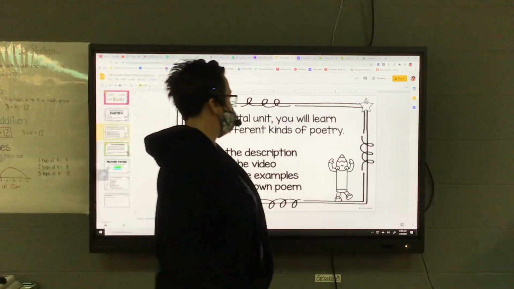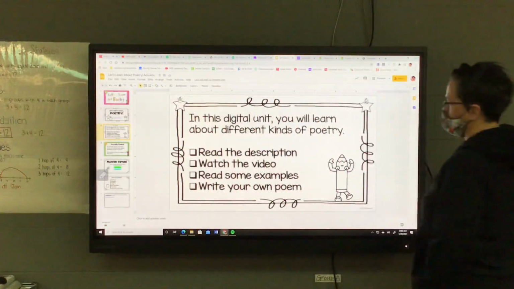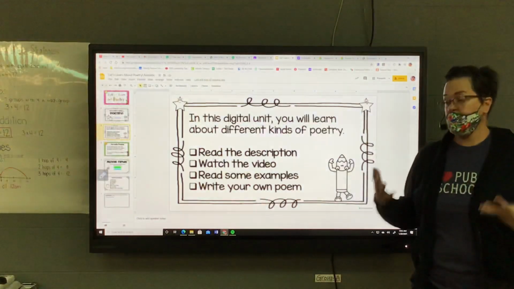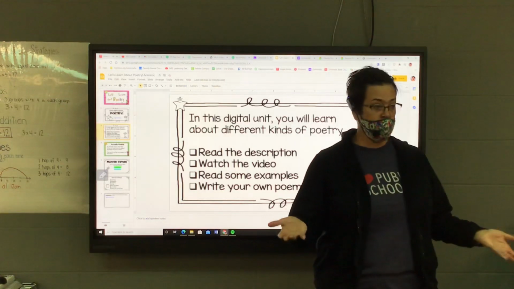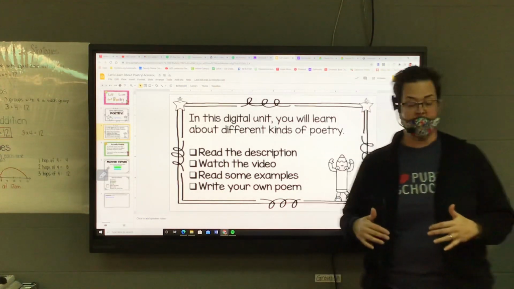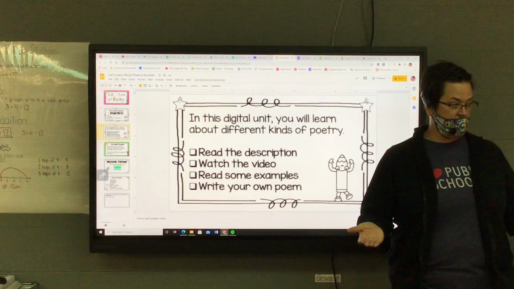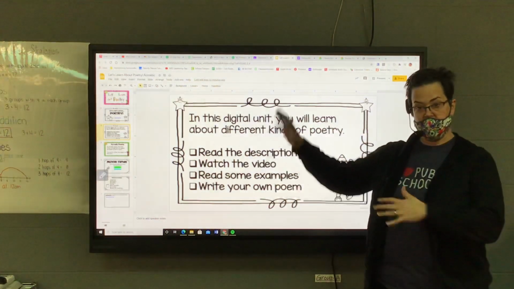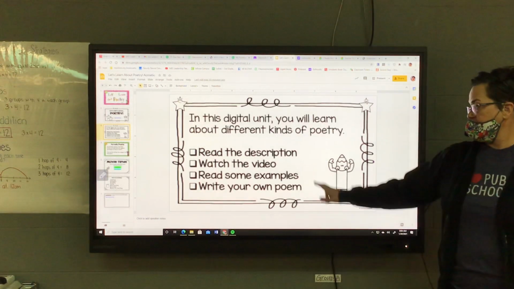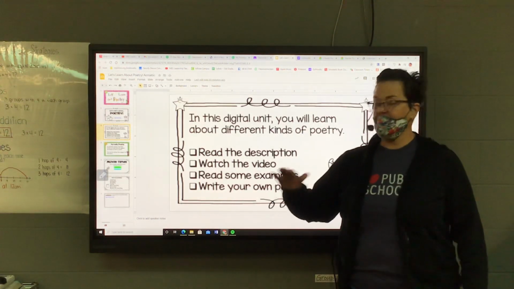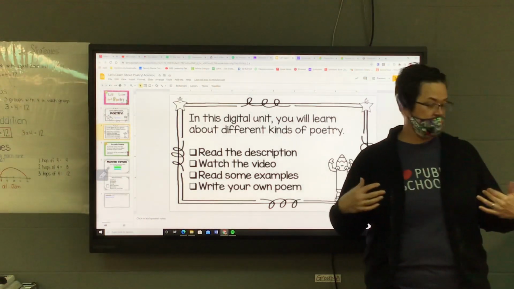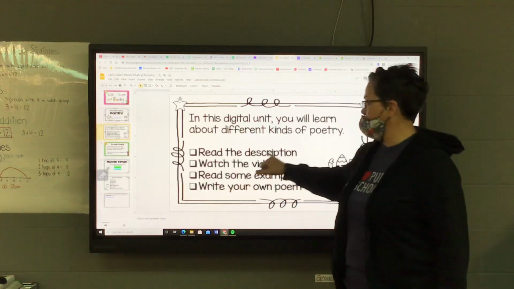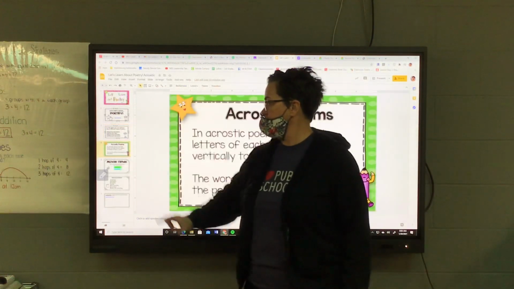Okay, so in this digital unit, you will learn about different kinds of poetry. So on each of these different things that we do, the different kinds of poems that we do, it's going to be set up the same way. We're going to read the description of it, watch a video that's linked to our slides for it, read through some examples, and then write our own. So the next slide is going to give us the description.